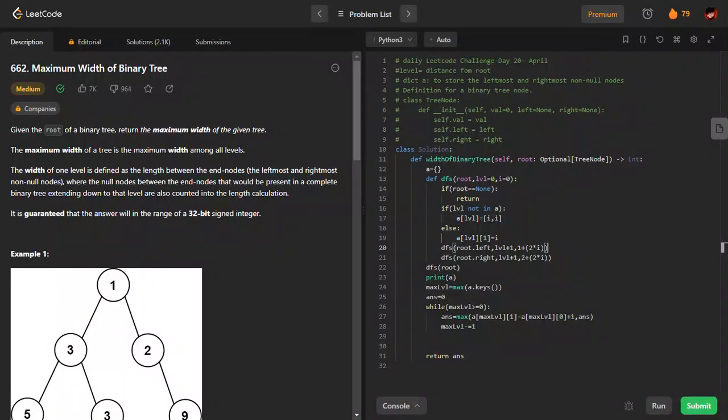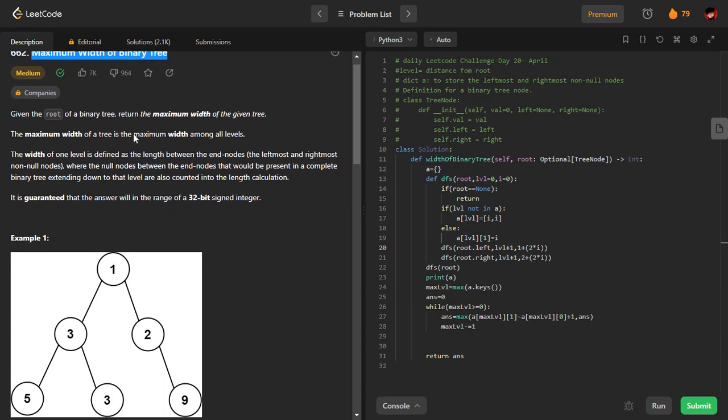Today we are at day 20 of the April Daily Code Challenge, and we have a medium level question in front of us. Let us see what the question is. It's question 662, maximum width of a binary tree. What we are given is the root of a binary tree, and we have to return the maximum width possible for the given tree.